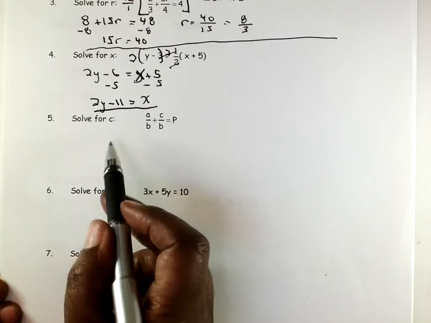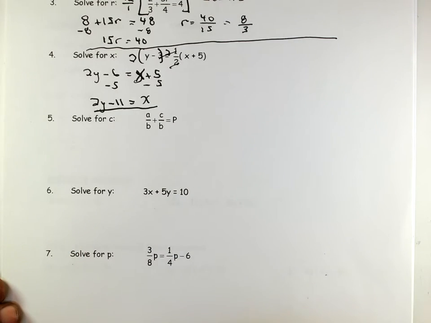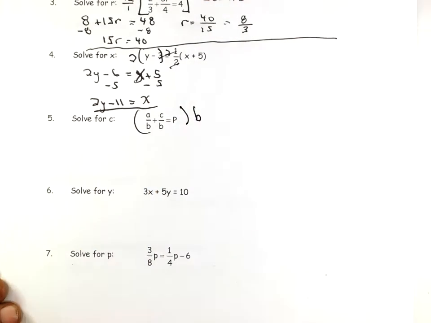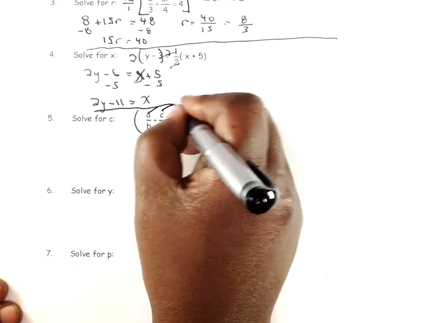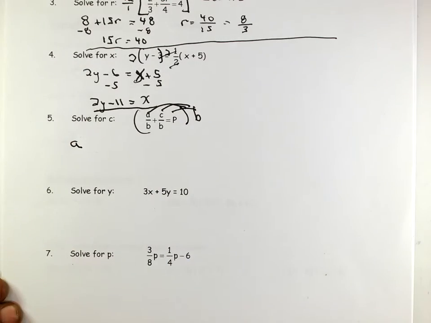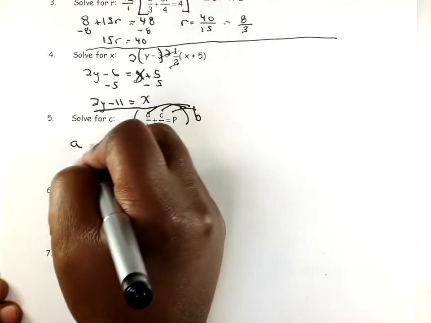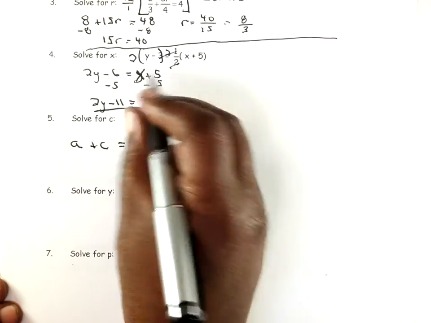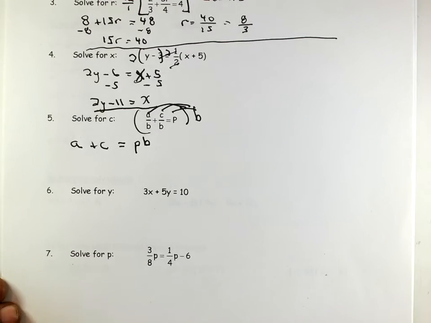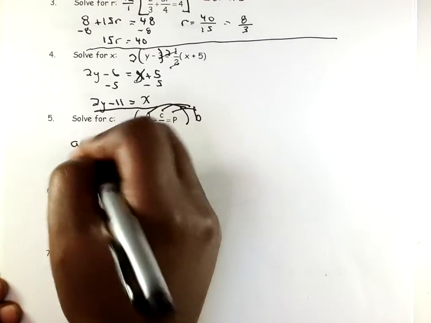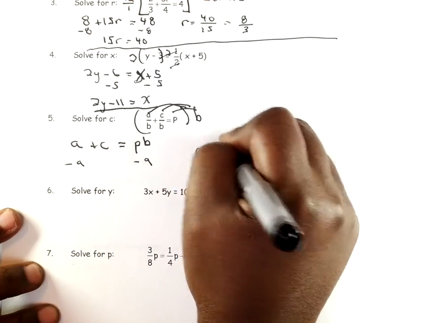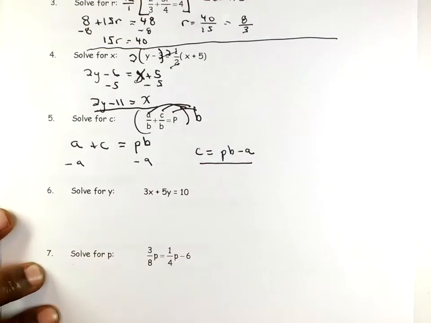Here I want to solve it for c, so I have another literal equation, more than one variable. So multiply through by the LCD, which the only thing on the bottom is b, so I have to multiply every single term by that b. So a over b times b just leaves me an a. The c over b times b leaves me a c. And then p times b is just pb. And here, solving for c, I'm going to subtract a from both sides, so I get c is equal to p times b minus a.